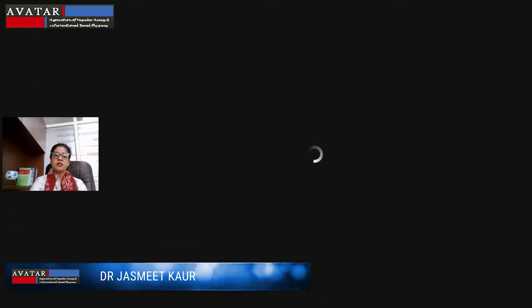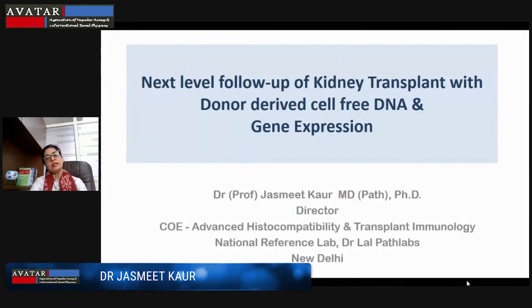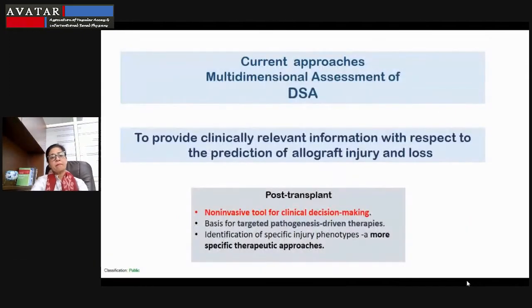The topic allotted to me is next level follow up of kidney transplant with donor derived cell free DNA and gene expression. Our current approaches towards assessment in the post transplant period are multidimensional, DSA to provide clinically relevant information with respect to the prediction of allograft injury and loss. In the post transplant period, what one is really looking forward to is a non invasive tool for clinical decision making and which can form the basis for targeted therapies.